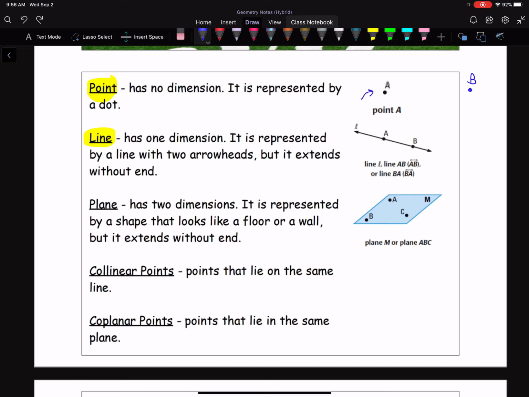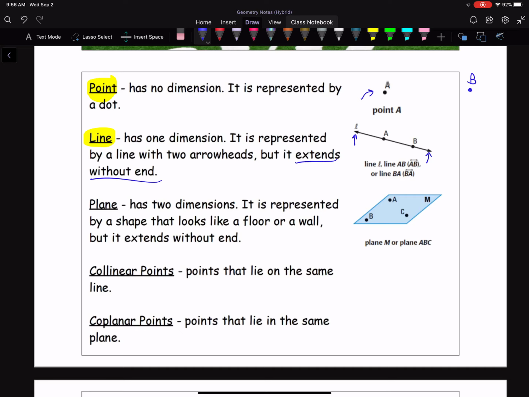So here's the important part. A line, you have to have these little arrows at the end because it extends without end. That's what those arrows tell you. It says that line AB or line L is going to go on forever and ever and ever without end. If you don't have the arrows, it means your line is stopping wherever you stopped your drawing.